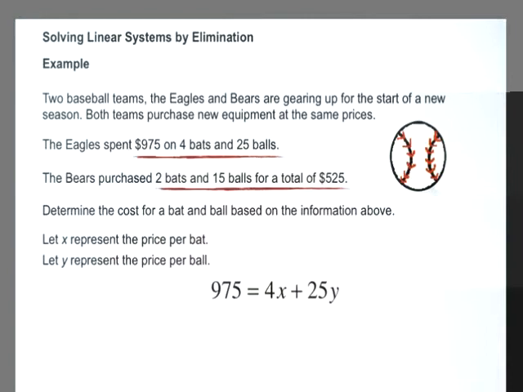The other equation, we're given that the Bears purchased 2 bats and 15 balls for $525. So our equation is 2x, because x again is the price per bat, so 2 times the price of each bat plus 15 times the price of each ball, which would be the cost of 15 balls, is equal to a total of $525. So now we have 2 equations that are going to make up our linear system, and we're going to solve. We've solved by graphing, we've solved by substitution, and this is the third method that we're going to use, where we're going to solve by elimination.